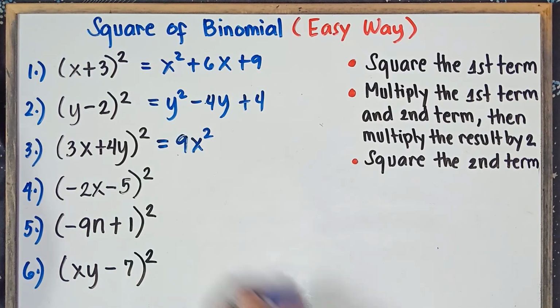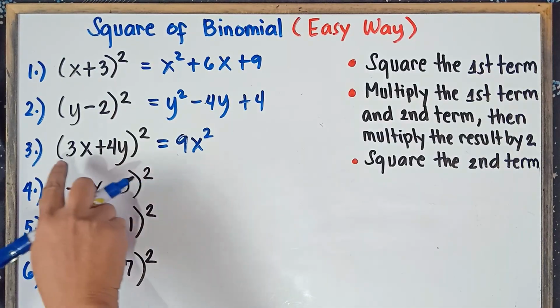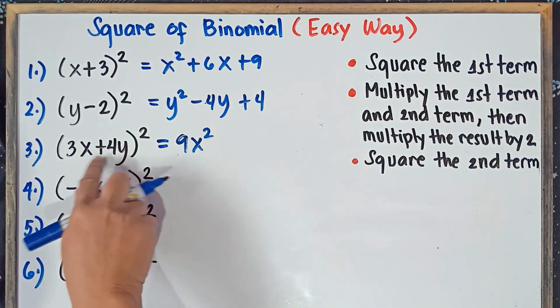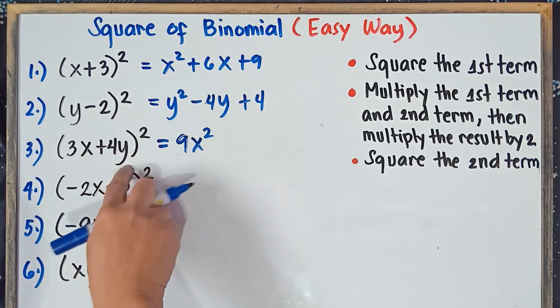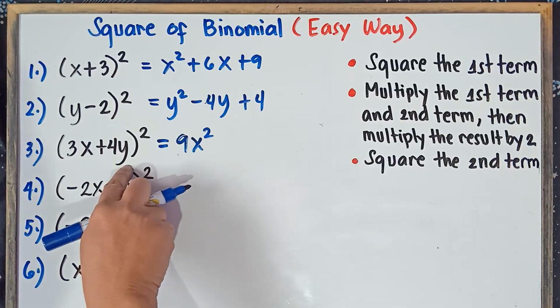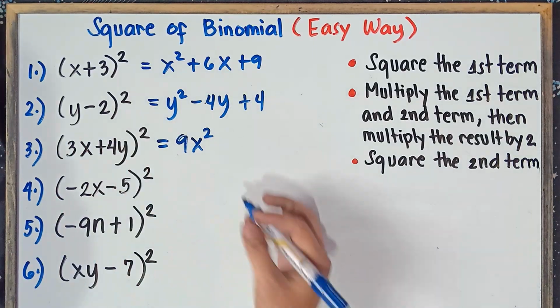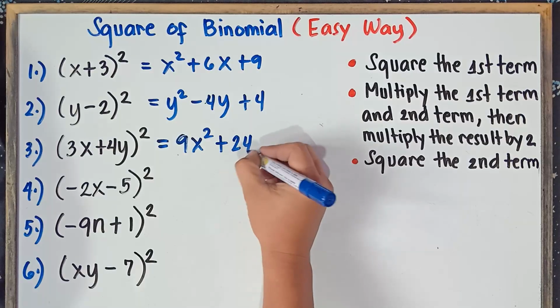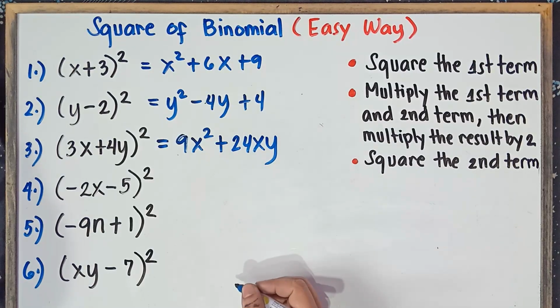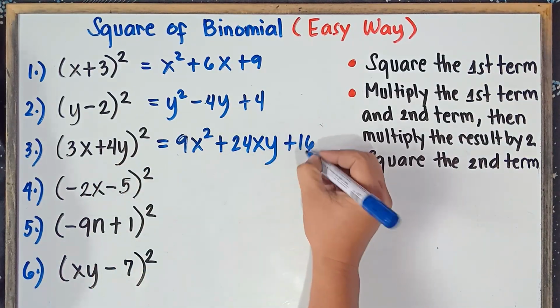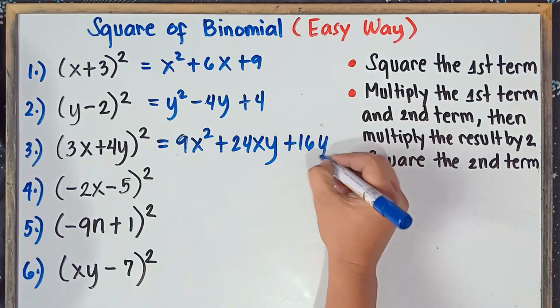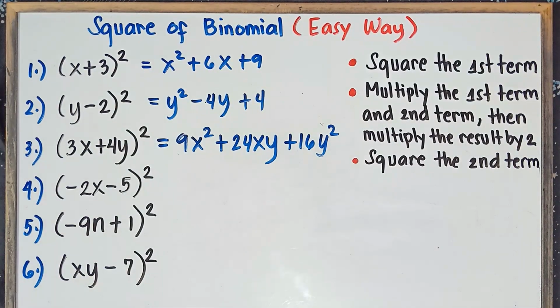Alright, and then you multiply the first term and second term. 3 times 4, that would be 12. X times y, that would be xy. So 3x times 4y, that would be 12xy. And then you multiply it by 2, that would be positive 24xy. And then you square the second term. 4 times 4 is positive 16. Y times y, that would be y squared. That's it, class. That's the answer with regards to example number 3.